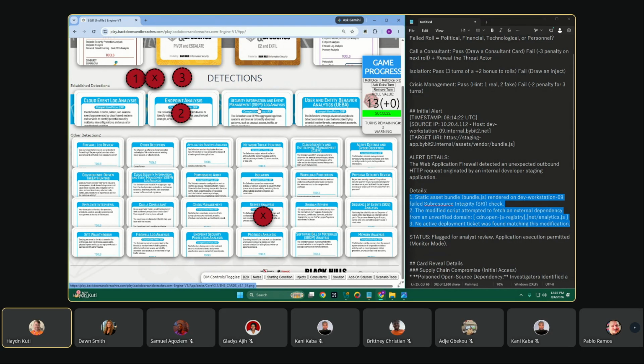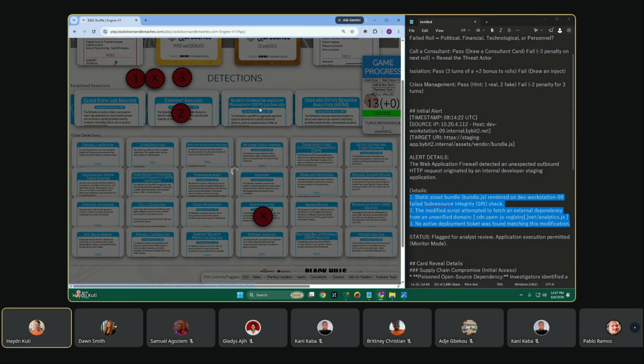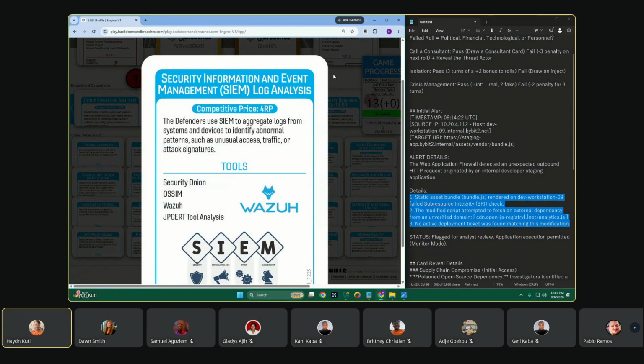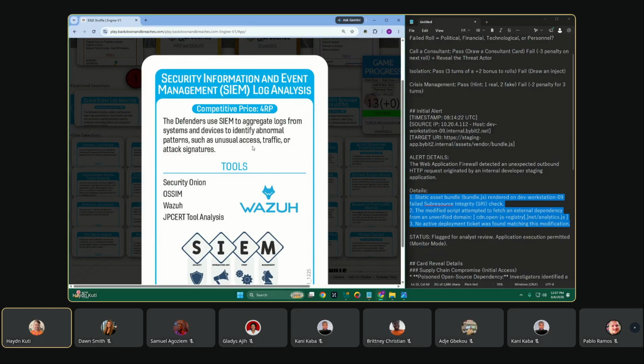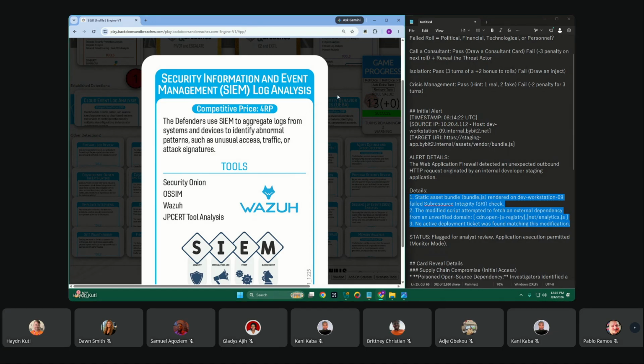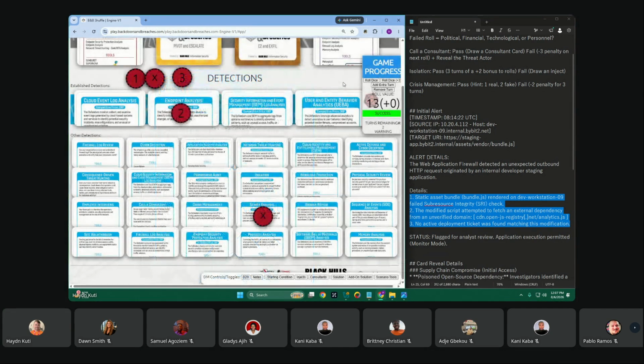So right now I've got 3 votes for SIM log analysis. I think that's our winner right now. You guys are looking specifically for the unusual traffic right now. Yeah, I'm sticking with SIM. All right, let's go ahead with SIM. When we are done with SIM, we can check the threat intelligence. Let's go.